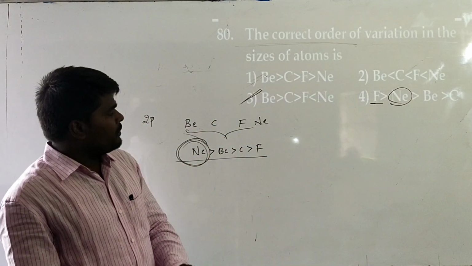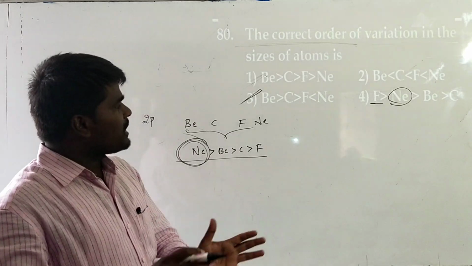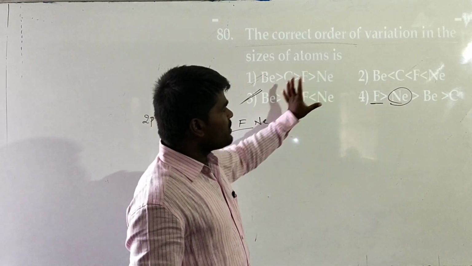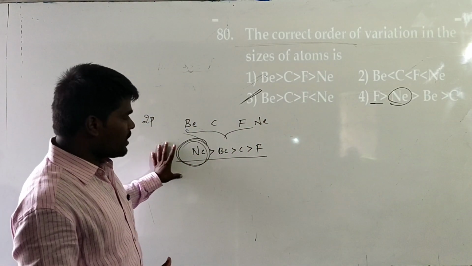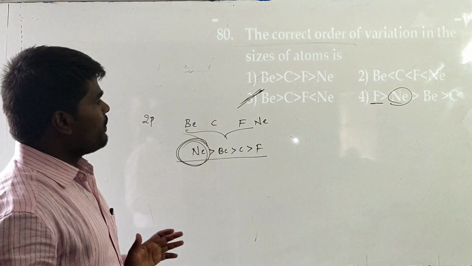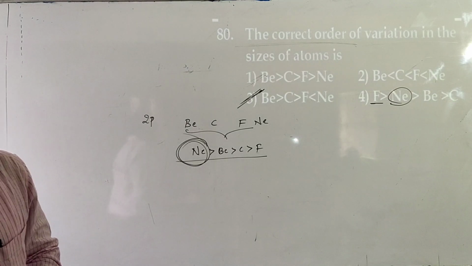When you are not exactly going to determine the order, if they are not exactly given as decreasing or increasing, you can go with the elimination process also. All the three options are not suitable as per our sequence. So the suitable answer will be the third answer. Right? Beryllium, carbon, fluorine, and neon. Hope it is clear. We will move to the next question.